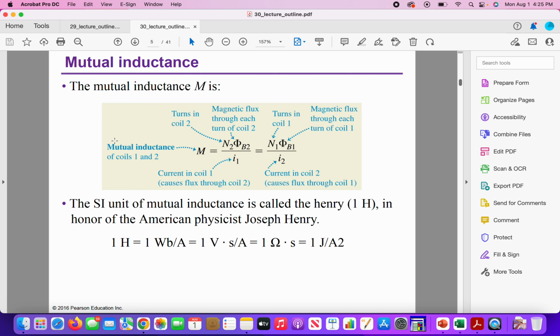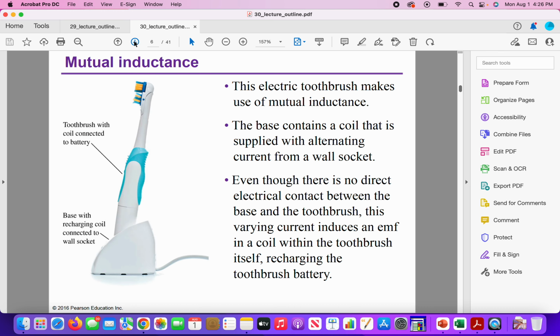The SI unit of mutual inductance is called the Henry, in honor of the American physicist Joseph Henry. 1 Henry is 1 Weber divided by ampere, which equals 1 volt multiplied by second divided by ampere. It has so many equivalent units.